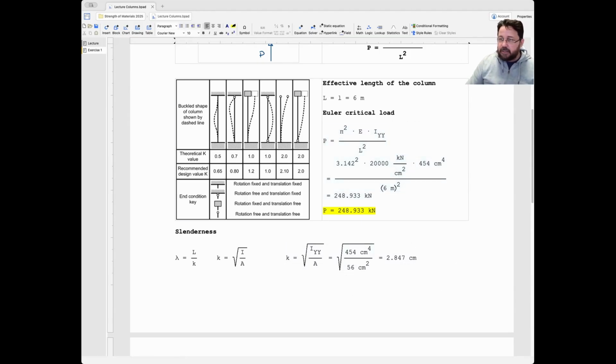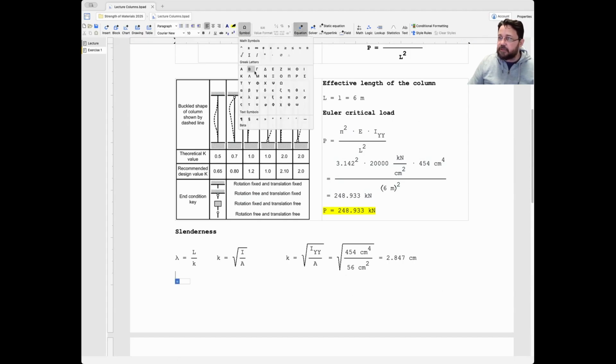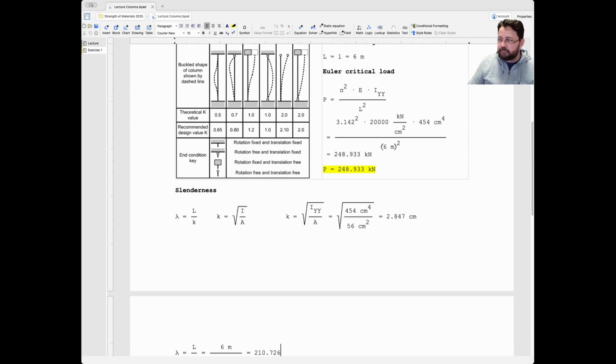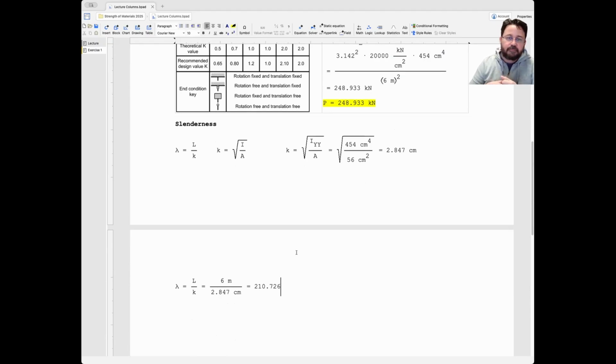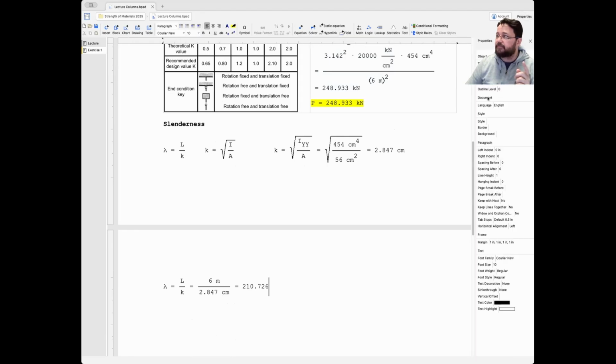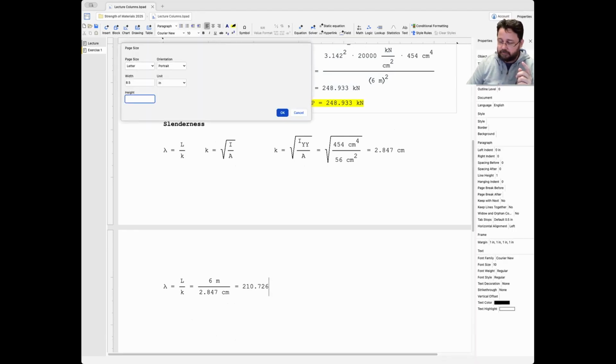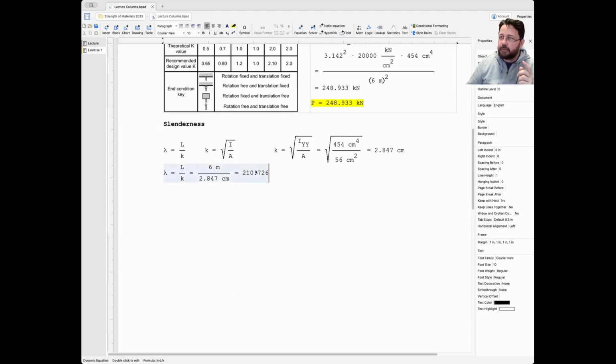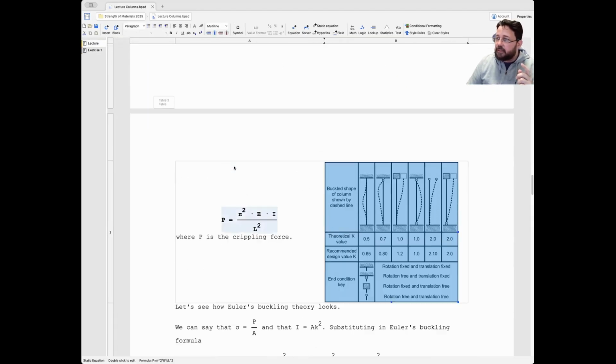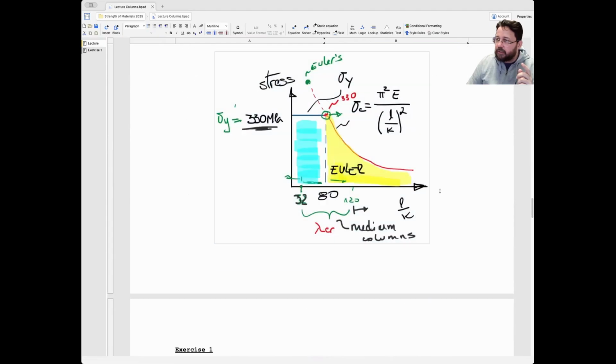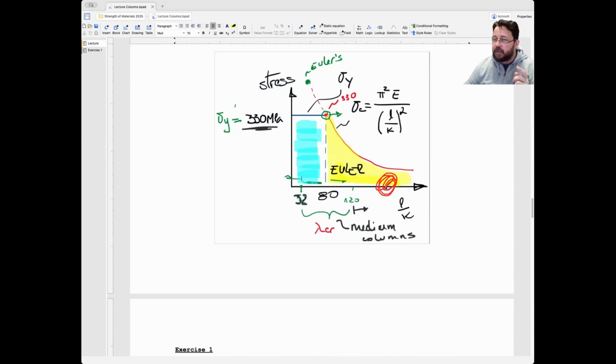Then the slenderness is going to be just L divided by k, which gives 210. A slenderness of 210 means that this column will fall in this region, and it can be considered a long column, like in this region here. And if it is a long column, then Euler is magnificent to calculate the critical buckling load of that column.